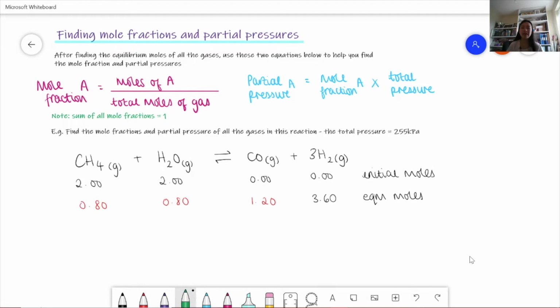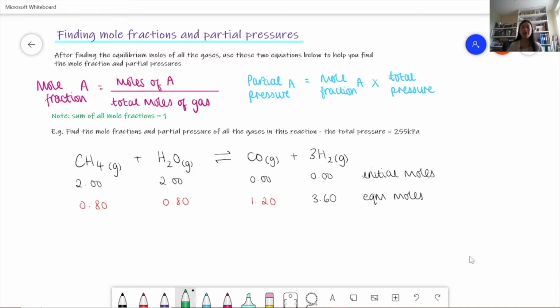So now we're going to move on to this example. Find the mole fractions and partial pressures of all the gases in this reaction, and the total pressure is given to us as 255 kilopascals. So the first thing we do is work out the mole fractions. For example, the mole fraction of CH4 would be the moles of CH4 divided by the total moles of gas.